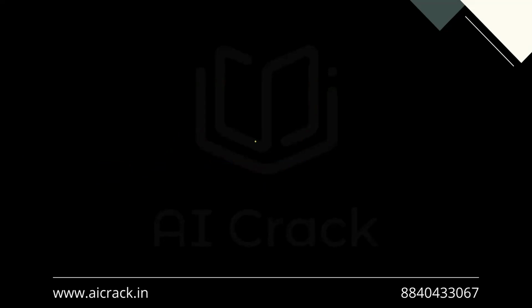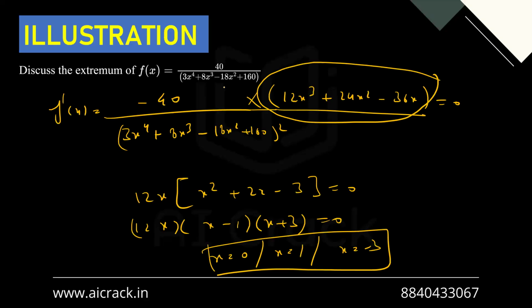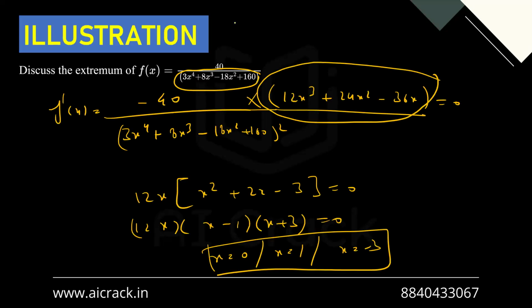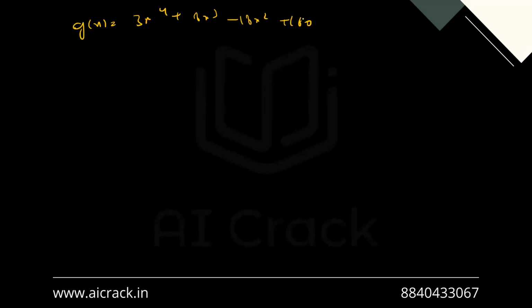So again, to find out the points of local minima and local maxima for this particular function, we again have to differentiate this one, right? So we have, let's say, g(x) equals 3x^4 + 8x^3 - 18x^2 + 160, right? And now if we differentiate g, we'll get g'(x) = 12x^3 + 24x^2 - 36x + 0 = 0, right?